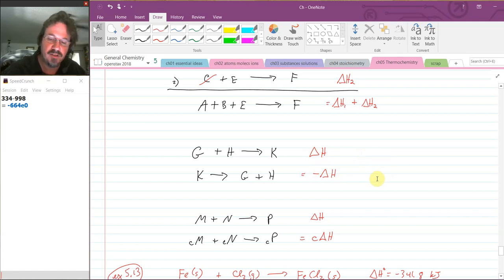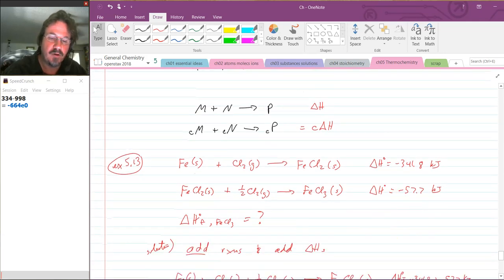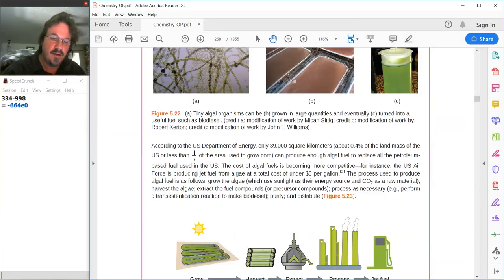That's actually Hess's law, just multiplying through by a constant essentially, which is the third part of Hess's law here. M plus N going to P, if that's delta H, if I multiply everything through by a constant, I do the same thing to the delta H value. So if this was a 3 here, then it'd be 3 times the delta H from before. Right. So let's look at 13 as an example of this.